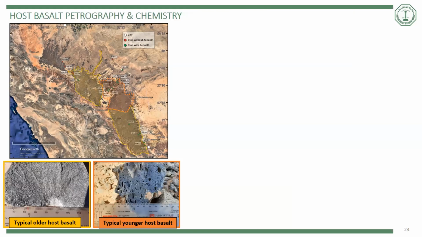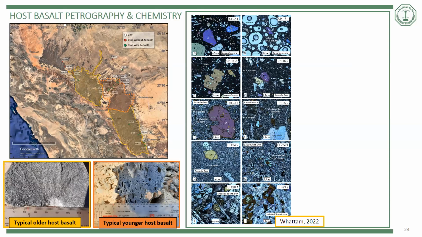So host basalt petrography and chemistry. So these are the divisions within the Harrat body, and this is a typical older host basalt, and this is a typical younger host basalt found in the central area. Here we provide petrography images, thin section images that validate our findings, starting from the older host basalt. The petrography images confirm that these are basanite lavas, Hawaiite lavas, and alkali basalt lavas.